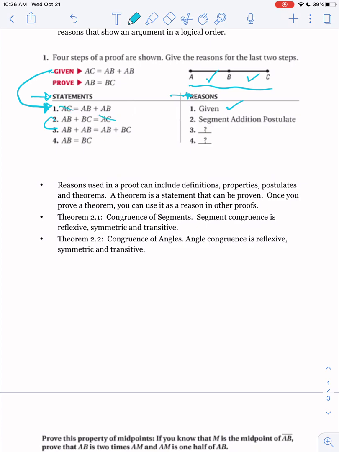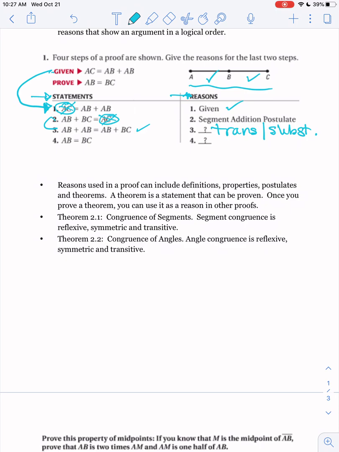You can see what they did there. They used the transitive property, that if AB plus AB equals AC and AC equals AB plus BC, we don't even really need that AC. We can just state that those two things are equal. That's called the transitive property. Or if you want to, you can also use the substitution property for that.